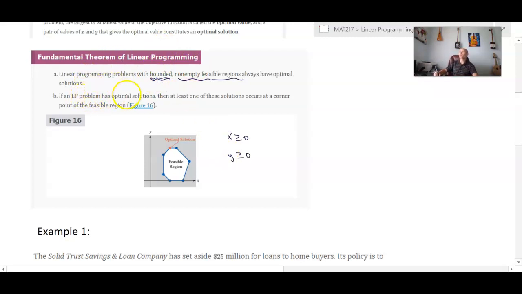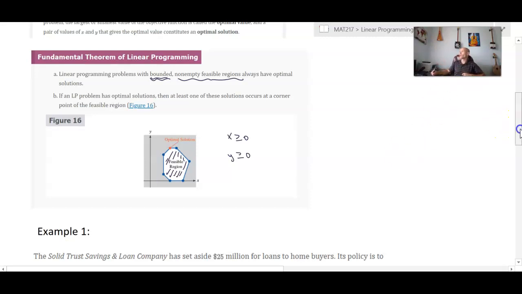If an LP problem has optimal solutions, then at least one of these solutions occurs at a corner point of the feasible region. So this is what we've been alluding to, that basically we don't need to consider points inside of this feasible region. It's not necessary. We just need to consider the corners. And one better, we don't even need to worry about the edges. We just need to test the corners themselves, which is an interesting result, and intuitively we've seen this.